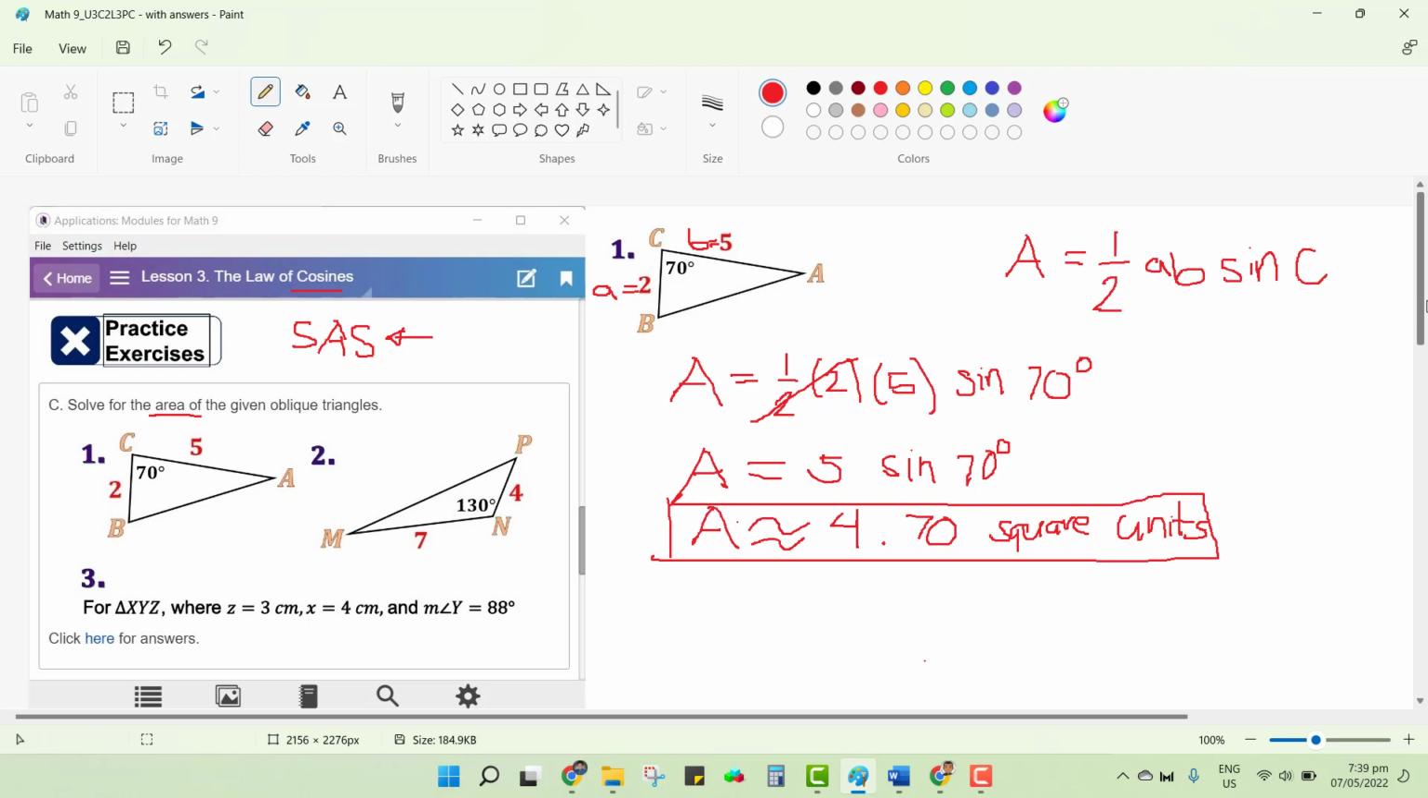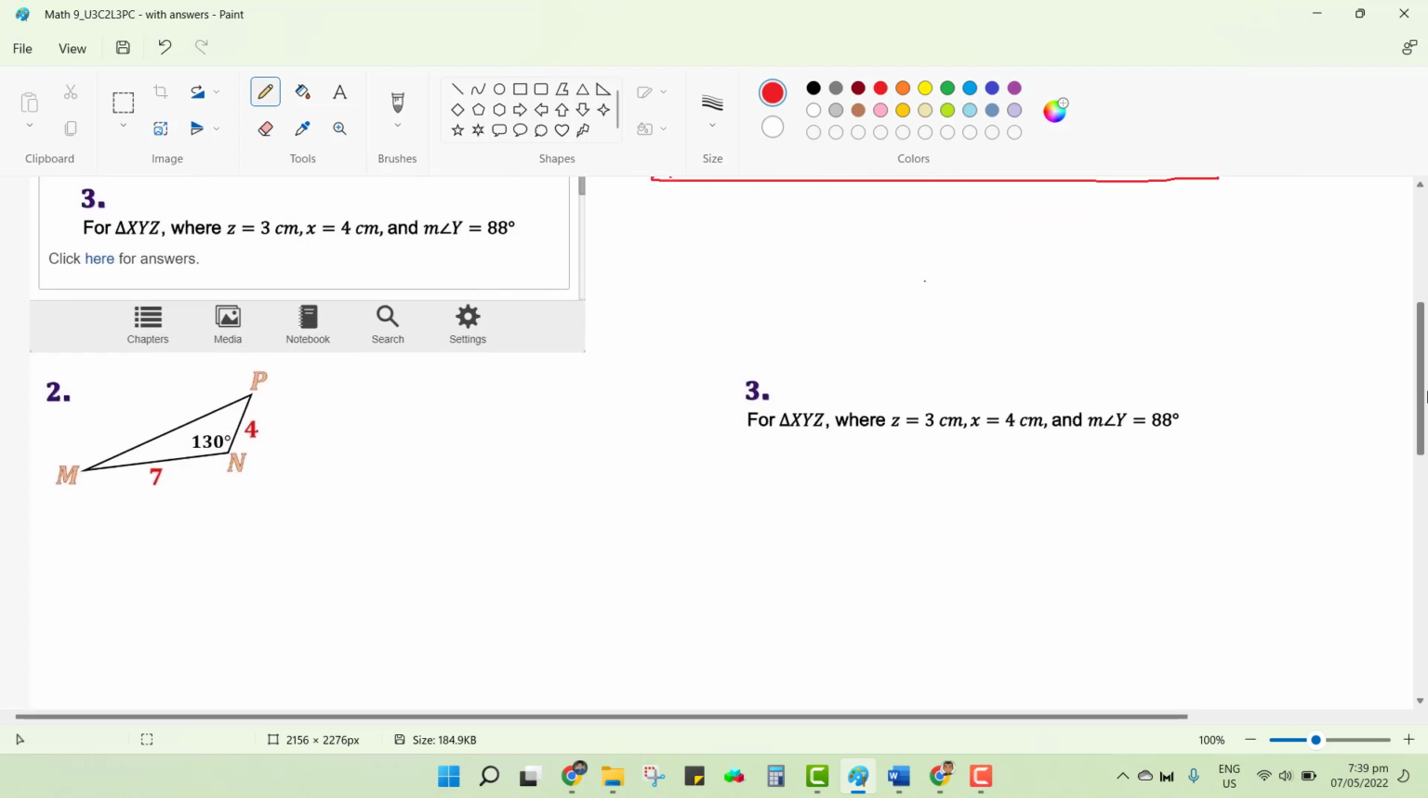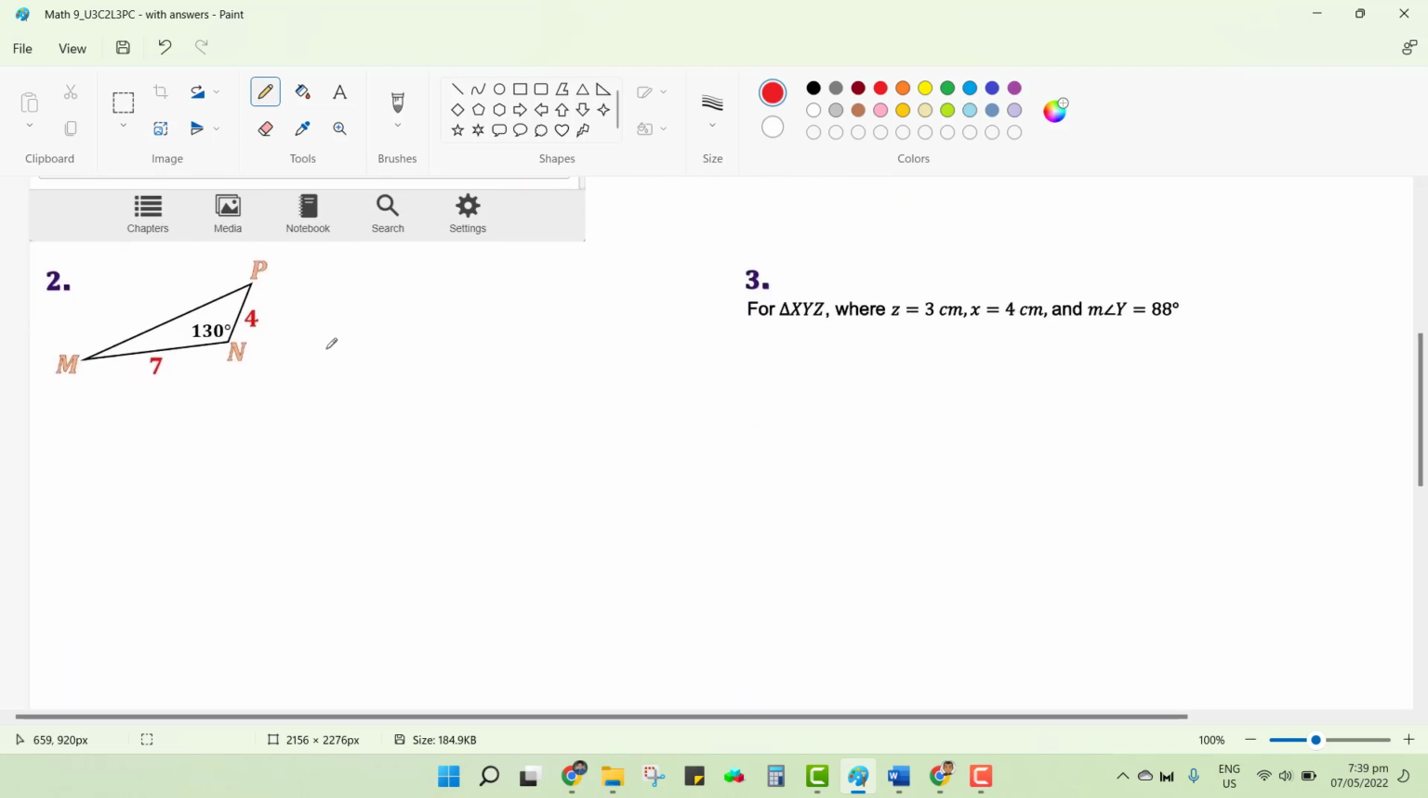So let's proceed to number 2. And number 2 still covers the SAS situation. We have this side MN, which measures 7. We have the included angle 130 degrees. And we have here this measurement as well. For another side, you have NP or PN, which measures 4 units.